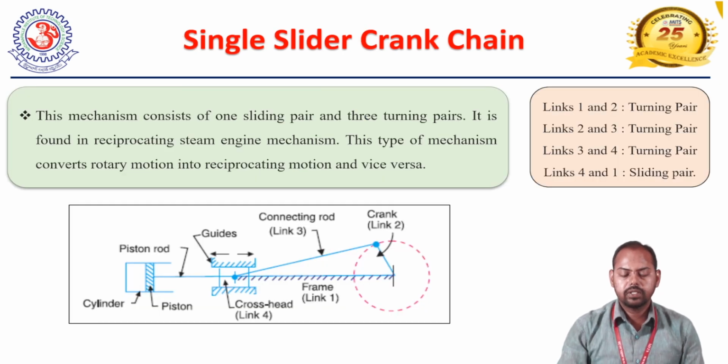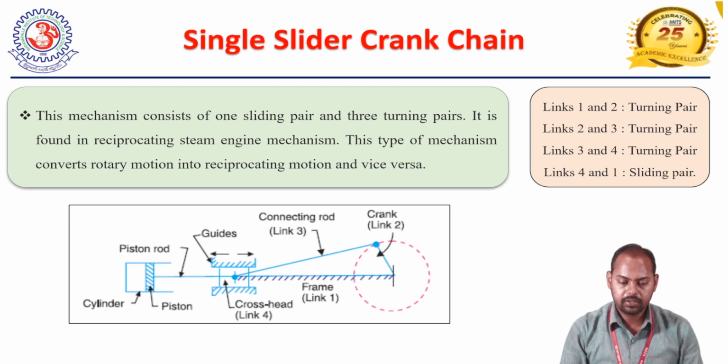Now we are going to discuss the single slider crank chain and its inversions. The figure indicated in the PPT shows the single slider crank chain. This mechanism consists of one sliding pair and 3 turning pairs, as the name indicates. Because the name indicates a single slider, there is one slider and the remaining 3 are the turning pairs associated with this machine. It is found in the reciprocating steam engine mechanism. This type of mechanism converts rotary motion into reciprocating motion and vice versa.